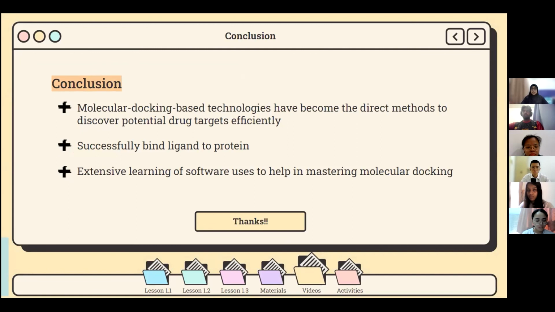So in conclusion, we have learned that molecular docking-based technologies have become the direct method to efficiently discover potential drug targets. We have successfully bound ligand to protein and have extensive learning of software use to help in mastering molecular docking. So that is all from our group, and thank you for listening.